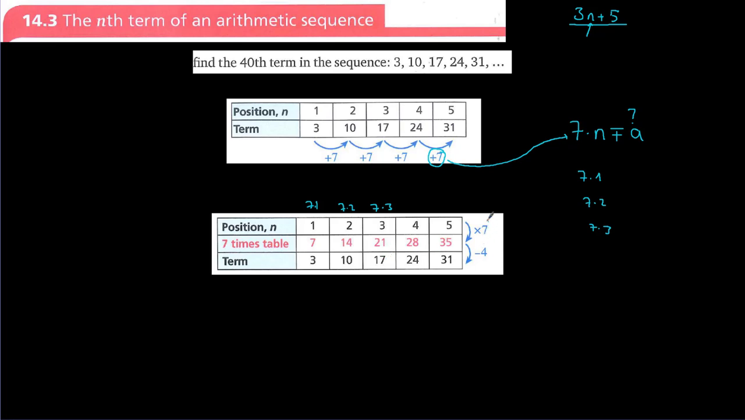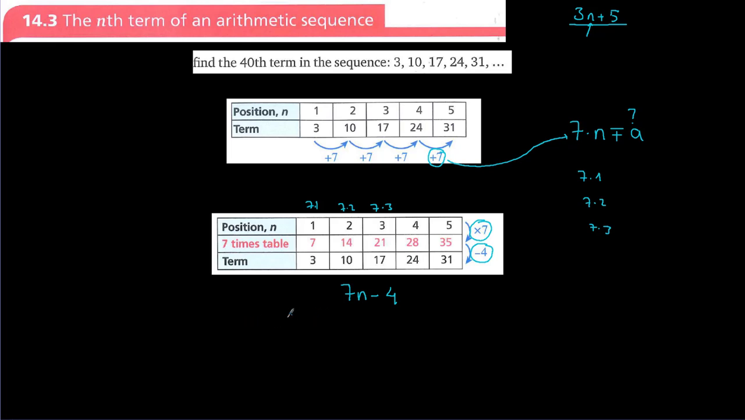So you are going to multiply the n by 7, then you are going to decrease by 4. This table is the way to find the formula. So you multiply the n by 7, then subtract 4 to find the values of the general term of the sequence. So our formula is going to be 7 times n minus 4.